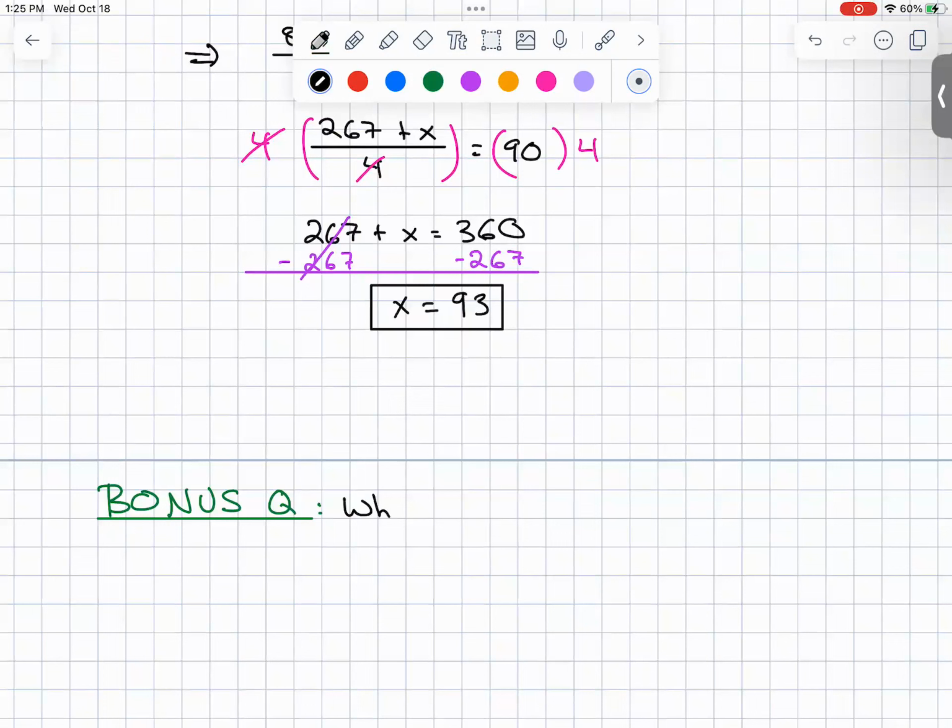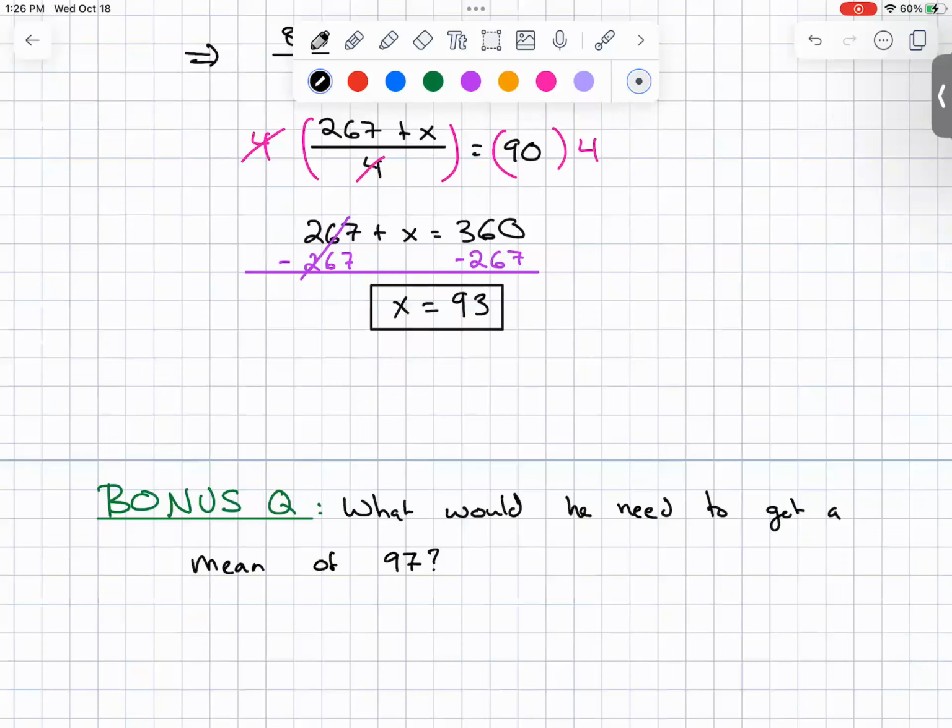What would he need to get a mean of 97? So he's hoping for, apparently his teacher has it set that a 97 and above is an A plus. Anything between a 97 and a 92 is an A, and then anything below that is an A minus. So what do we do?